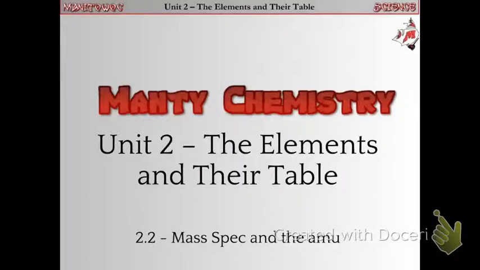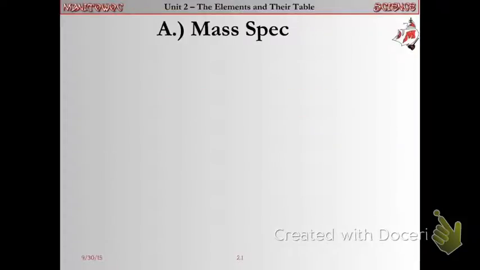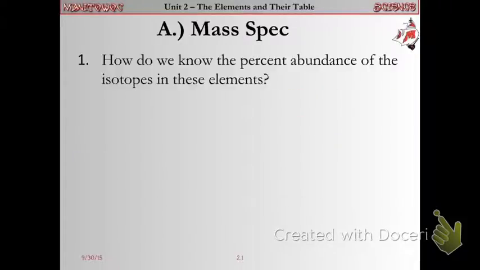All right, so here's 2.2, which I'm going to title Mass Spec and the AMU. First of all, let's take a look at what this mass spec stuff is. If I were you guys, I'd be asking this question: how do we know the percent abundance of the isotopes in these elements?